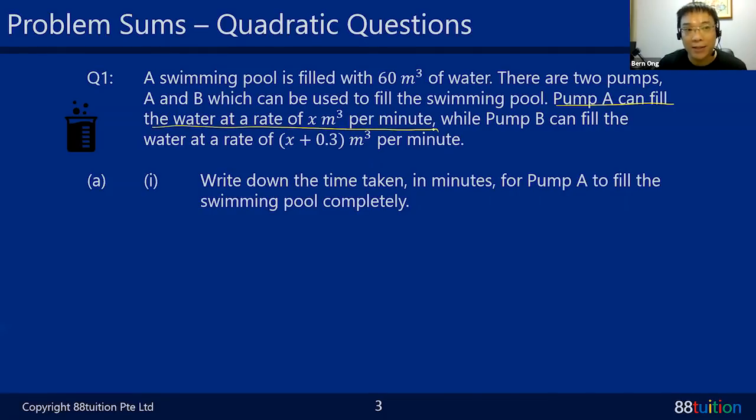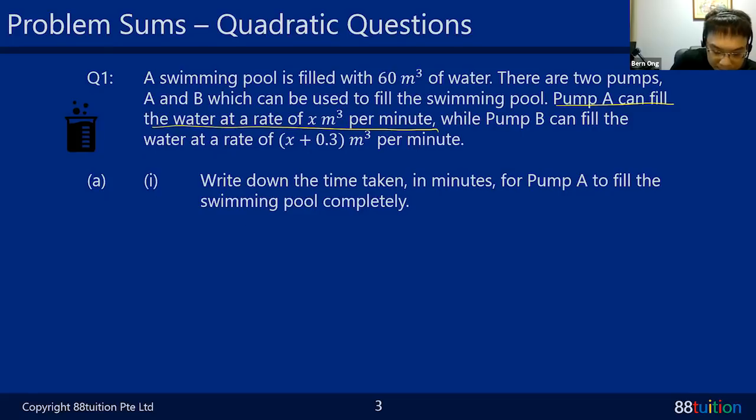I can write it out first. I like to present it in my own way. I don't want it to be just the way the question is. I want to present the clue in my way. I want to have control over the question. So pump A can fill the water at the rate of X cubic meter per minute.